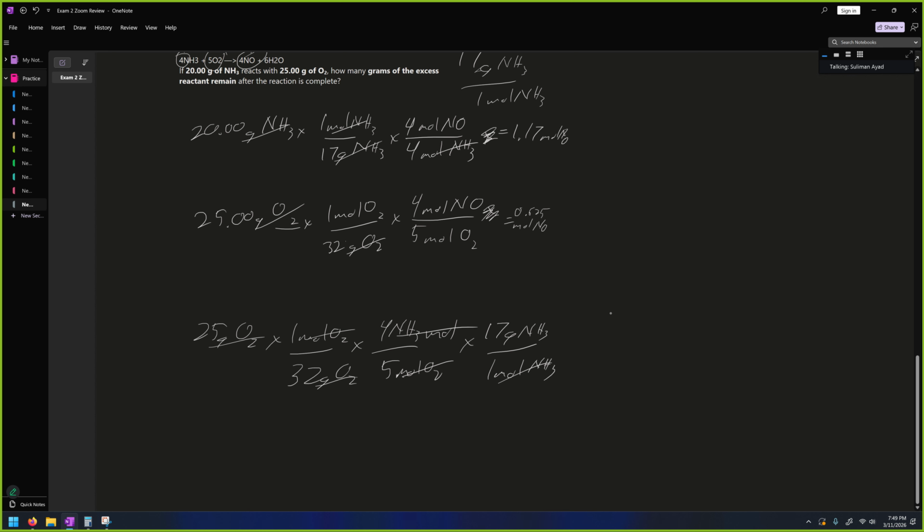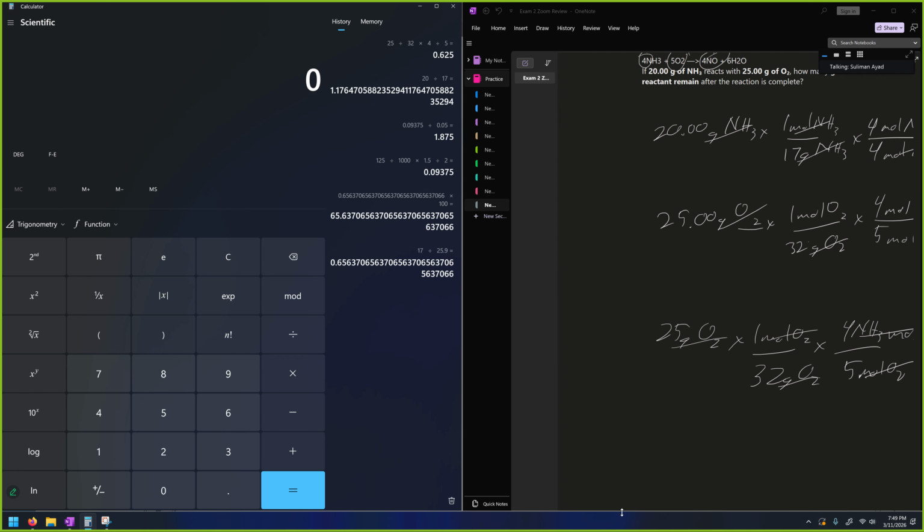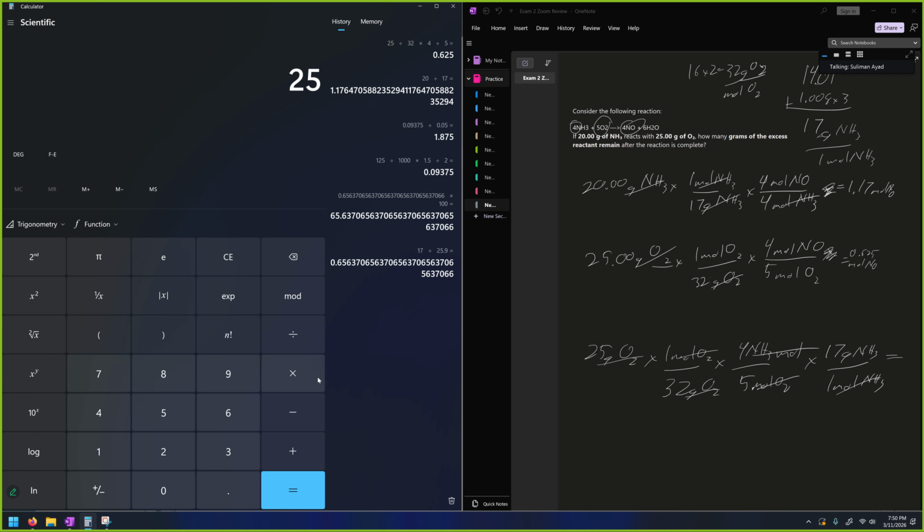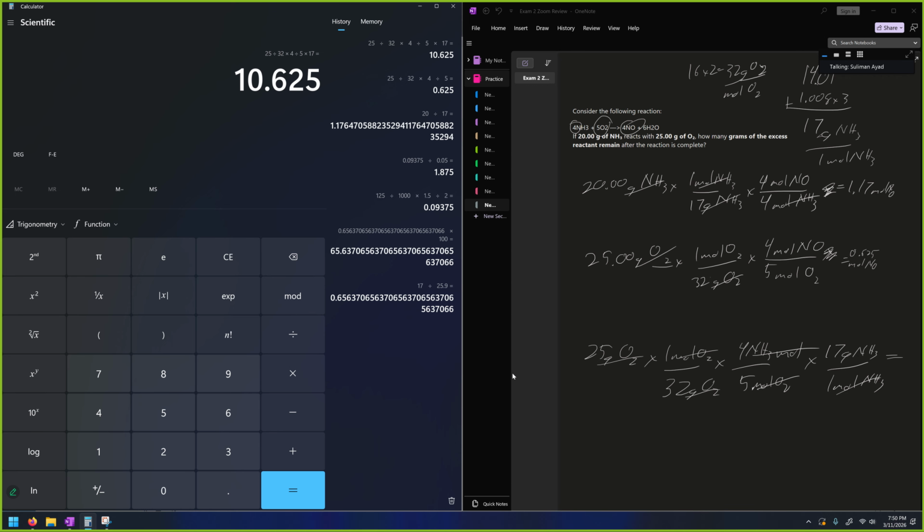So NH3 moles cancels with moles of NH3, and now we just have grams of ammonia left. So solving for this, we get 25 divided by 32 times 4 divided by 5 times 17. It's going to give me 10.625, and that should be grams of NH3. Whichever unit you haven't canceled out is the unit of your answer.